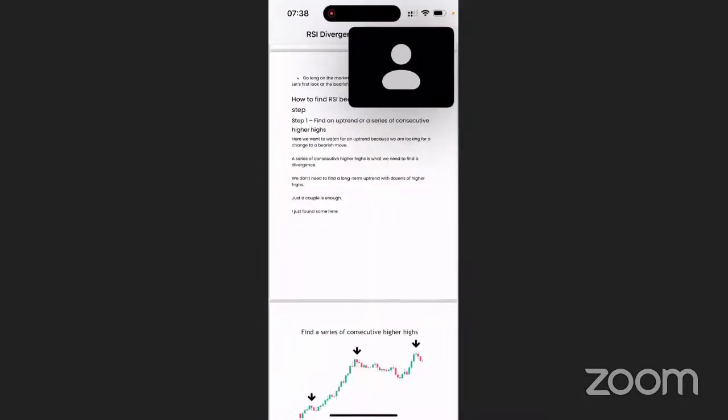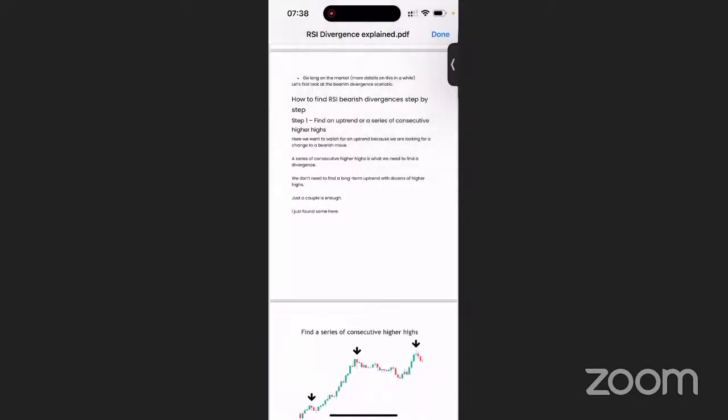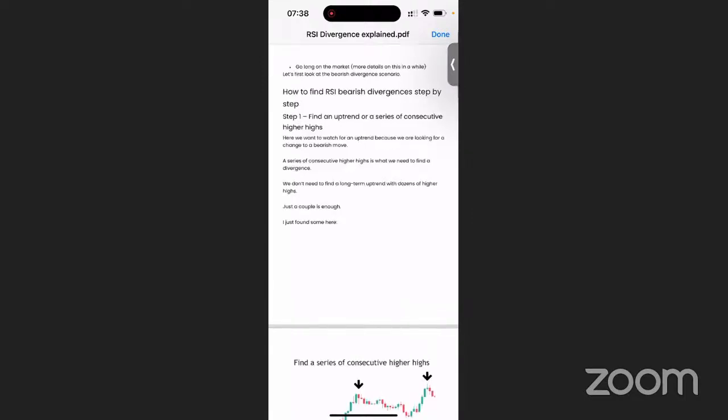All right. So yesterday, we talked about how to find the bullish divergences. And today, we want to put our focus on the bearish divergences.